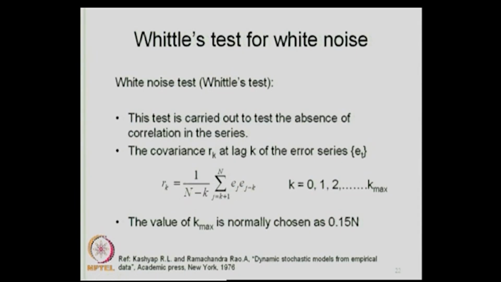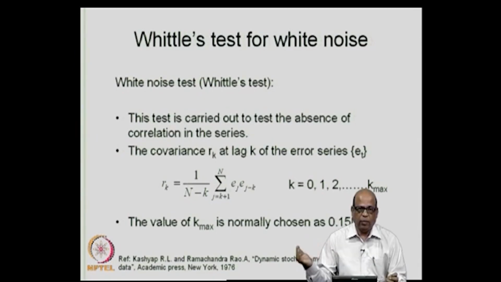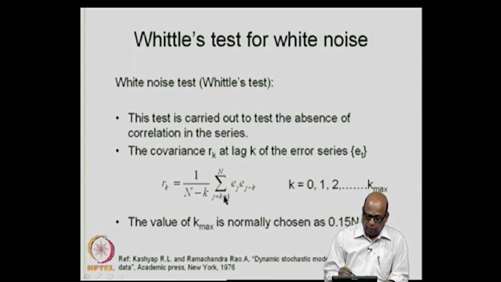The expected value of (x_t minus mu) into (x_{t minus k} minus mu). So this was your R_k for the original time series x_t. But because we have verified that the mean of the residual series is in fact 0, I write the covariance as R_k equal to 1 by (n minus k) times the sum of e_j into e_{j minus k}, because the residual mean is 0, and j goes from k plus 1 to n.